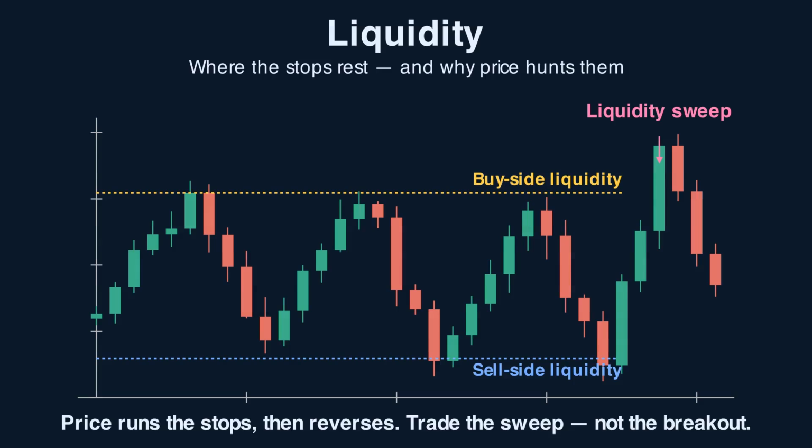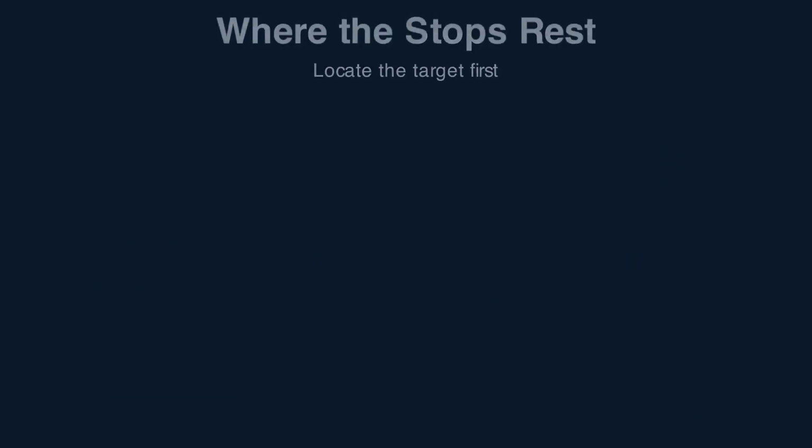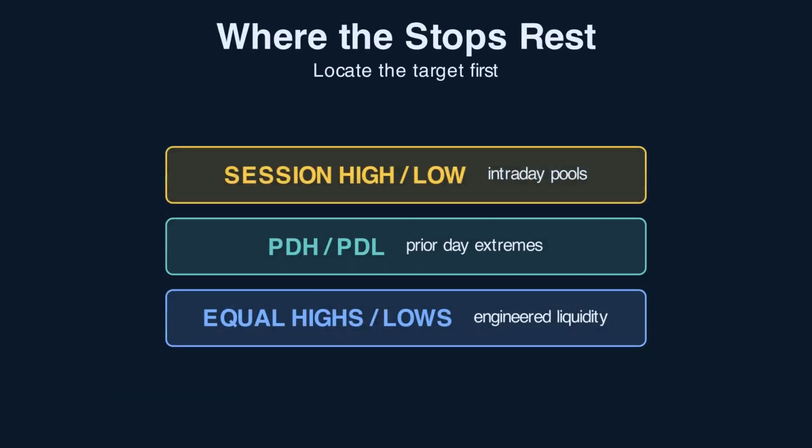The most powerful pools are engineered equal highs and equal lows, the previous day's high and low, the session high and low, the obvious levels every retail trader anchors to. Find that pool first. So before anything, locate the target. The cleanest liquidity pools are the obvious ones, equal highs and equal lows, which look like support or resistance but are really bait. Add the previous day's high and low and the current session's high and low.